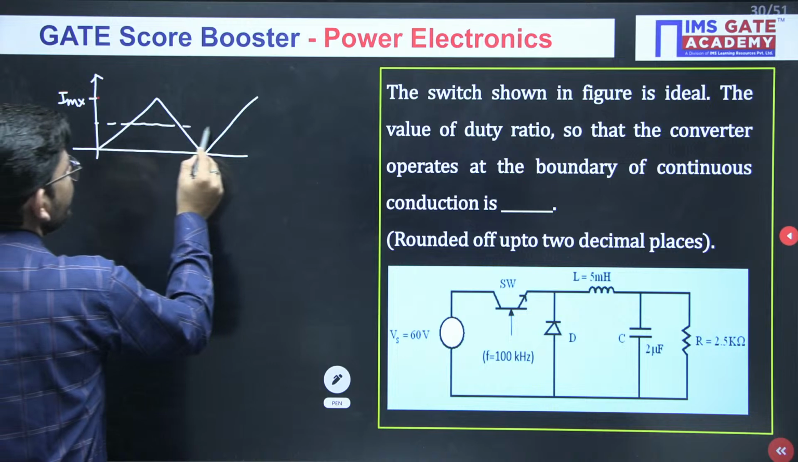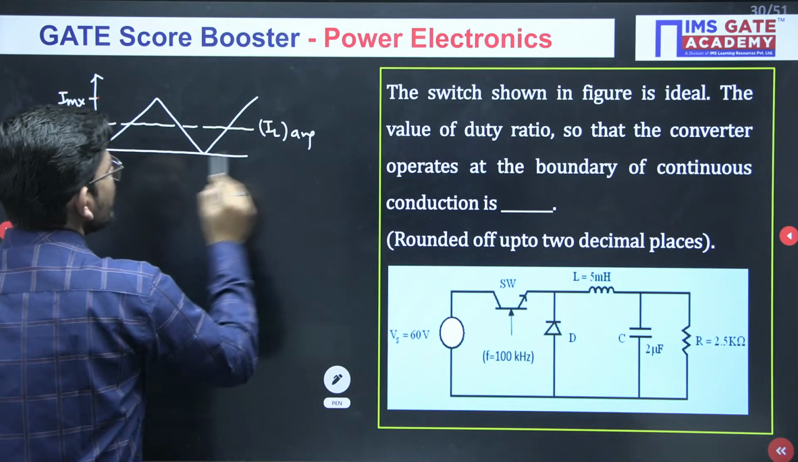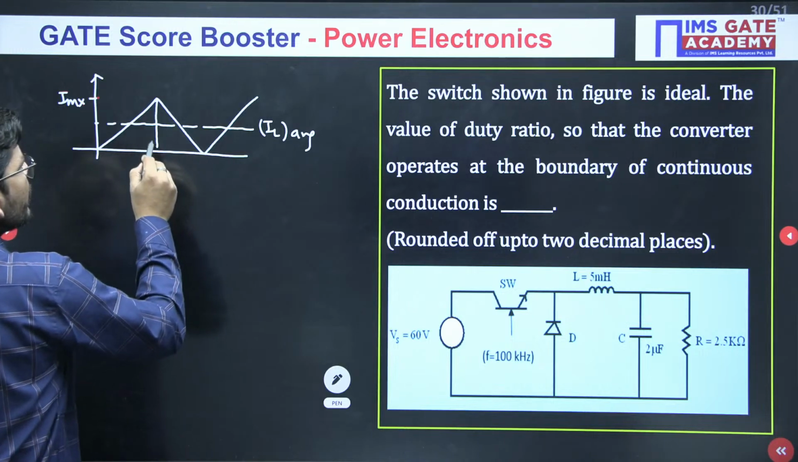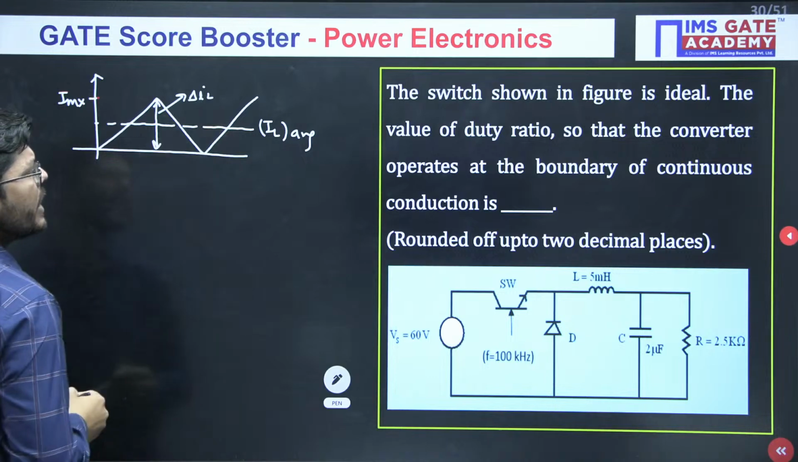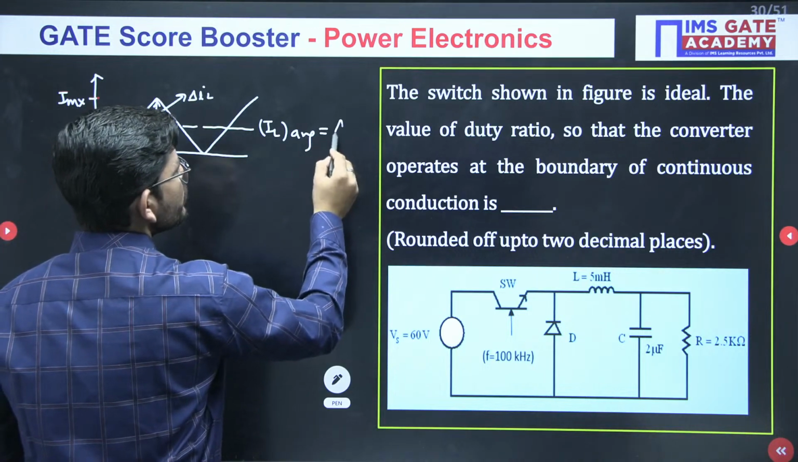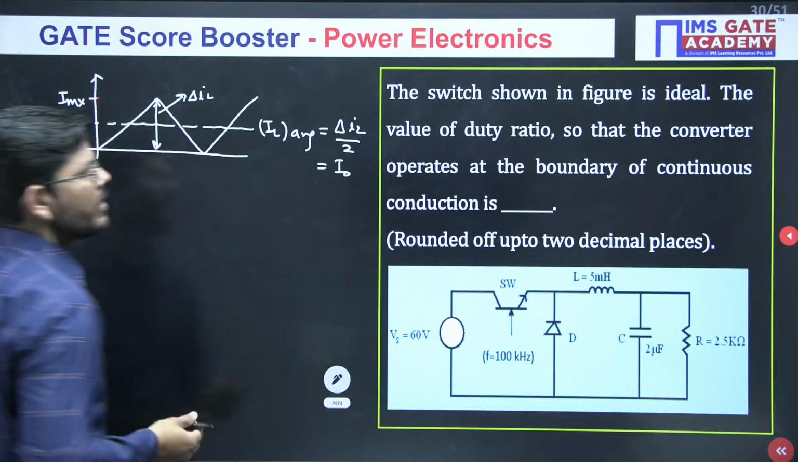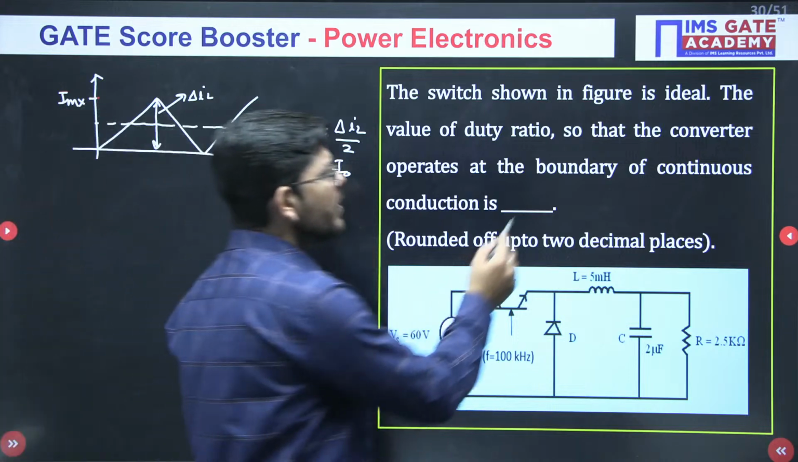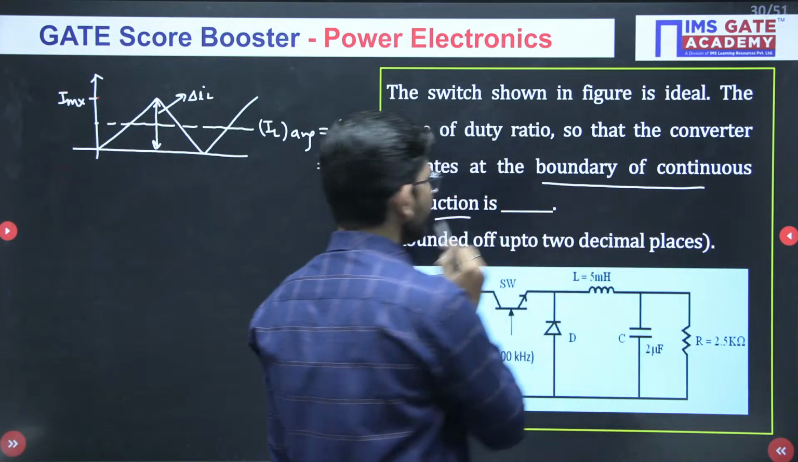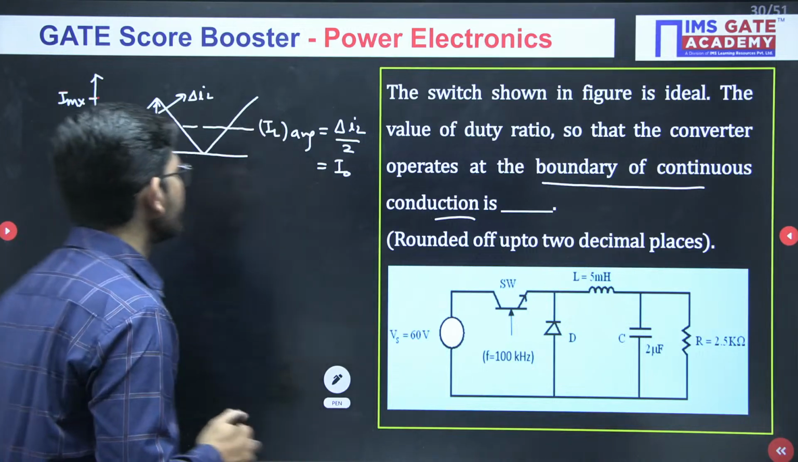Okay, and this will be the average value of inductor current. So this is my IL average. This will be delta IL. IL average will be equal to delta IL by 2, or we may also write it as I naught. So the converter is now operating at the boundary of continuous conduction.